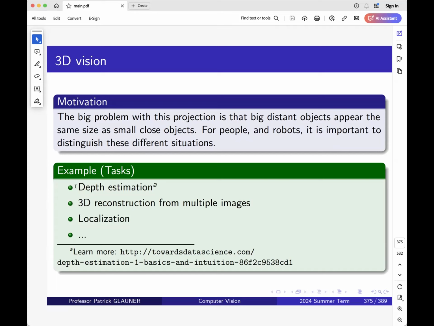There's also depth estimation. Depth estimation means we have an image, and in the image, we want to determine how far a pixel is away. So we have a pixel, and the pixel refers to an object or a part of an object. And I want to know how far is what I see in this pixel, how far is that away?